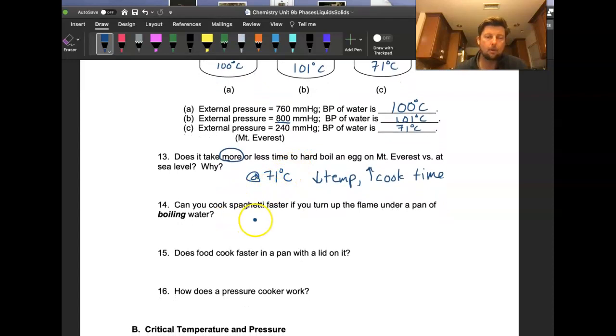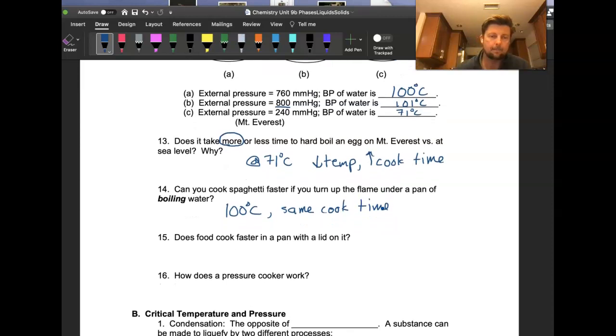So if I'm boiling water on the stove and I turn up the flame to make it boil more aggressively, will I cook spaghetti faster? Based on what we said earlier, boiling temperature at sea level is 100 degrees Celsius. So if I turn the fire up higher underneath, it might boil faster, but it's going to stay at 100 degrees Celsius. So we would actually get the same cook time. It'll just boil more vigorously.